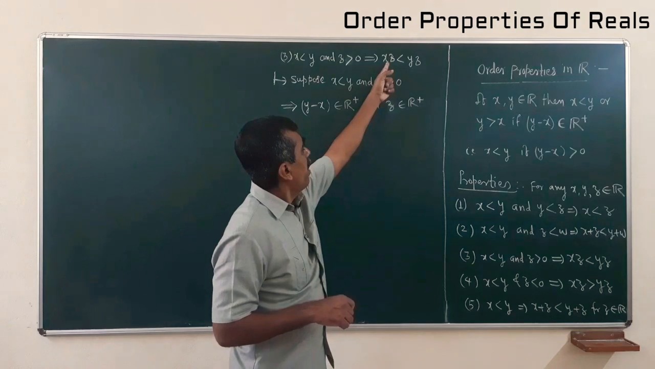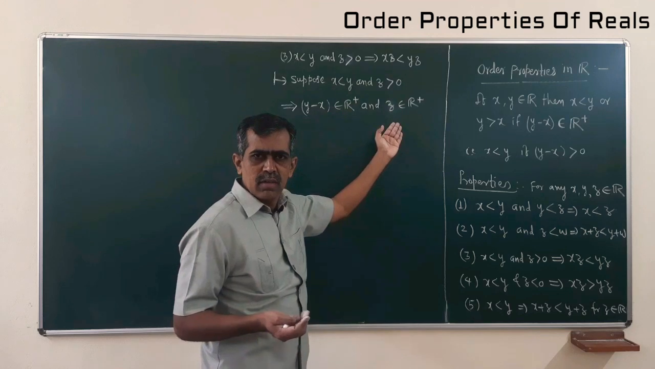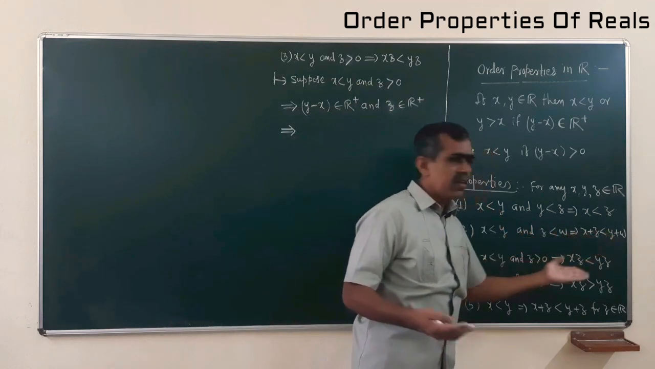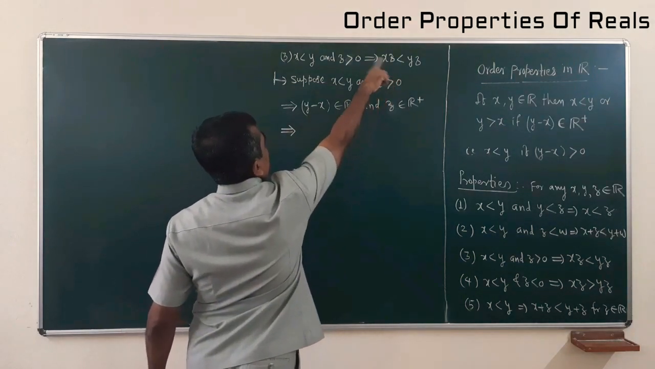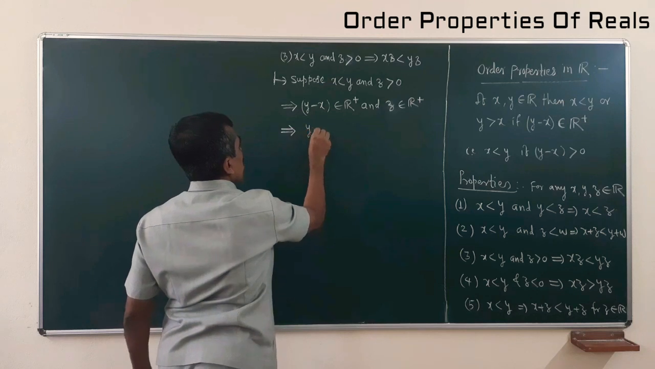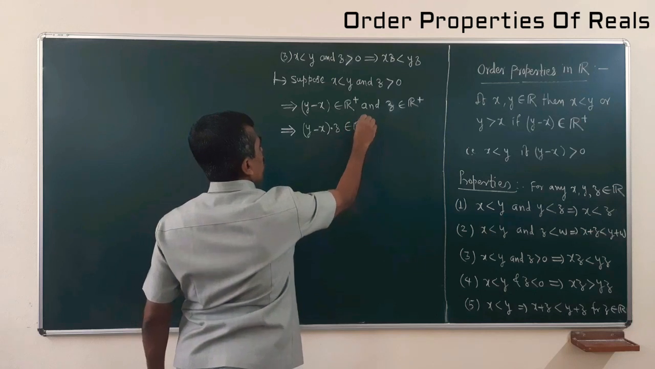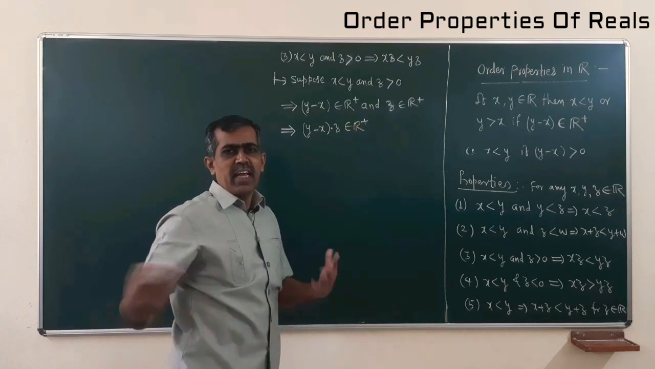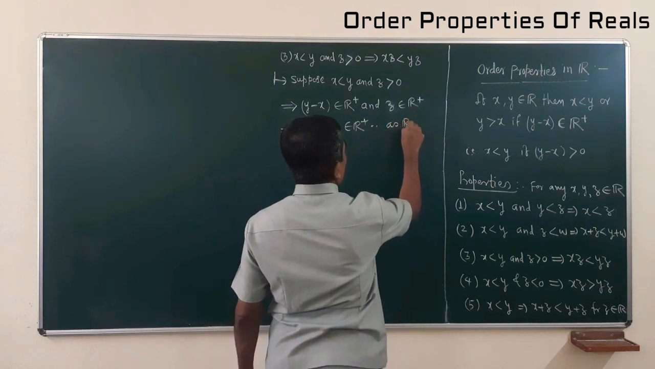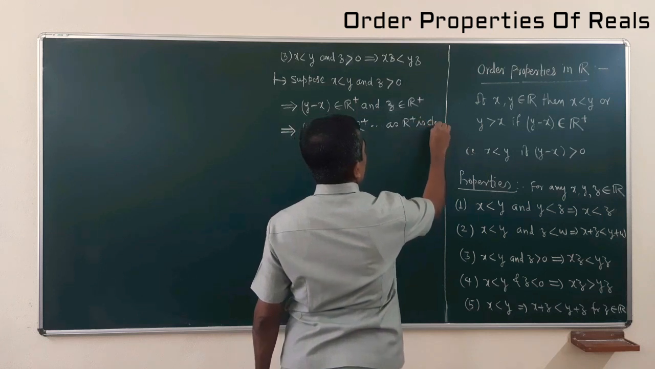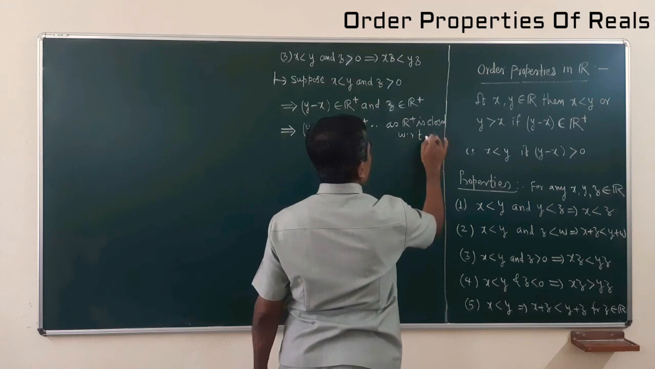If what is demanded from you consists of a product, you take their product. If your answer consists of addition, you take their addition. Very simple logic. So this implies, as I am multiplying both sides, I will take their product. So y minus x into z belongs to R plus, because if a belongs to R plus and b belongs to R plus, then a into b belongs to R plus, as R plus is closed with respect to multiplication.